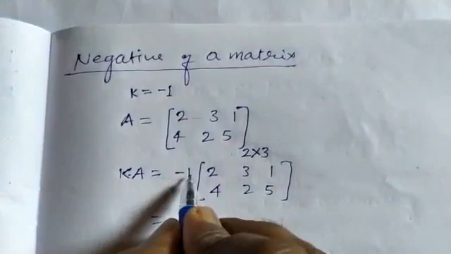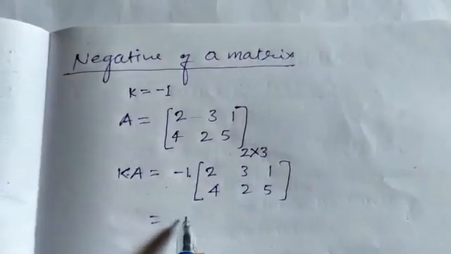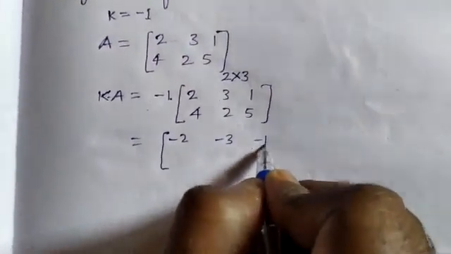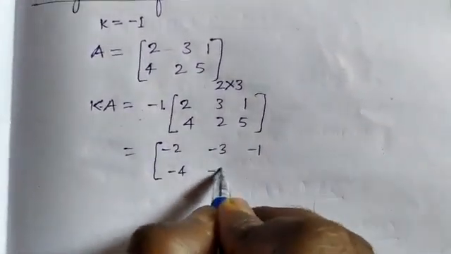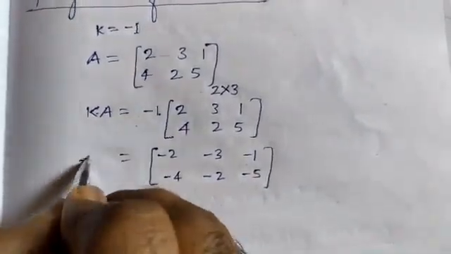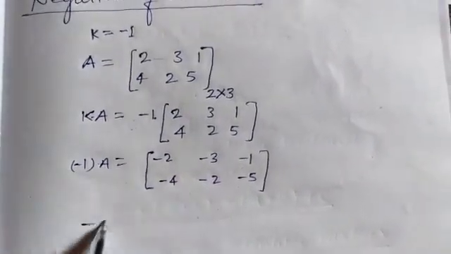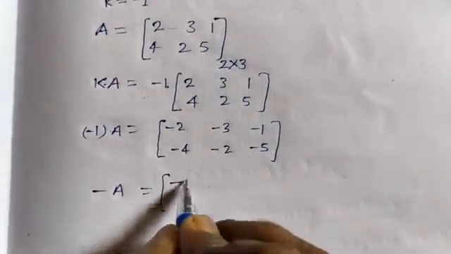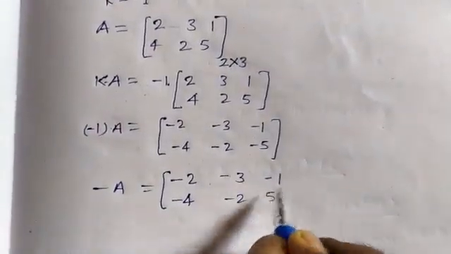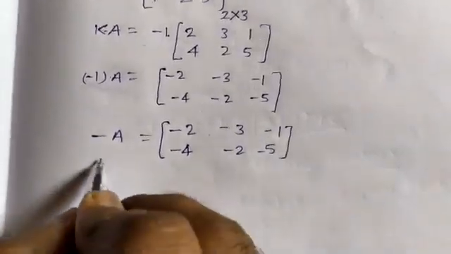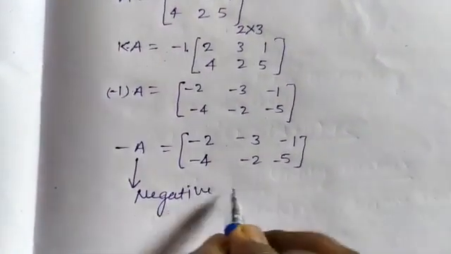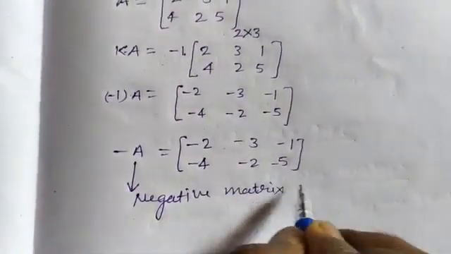Now we multiply this -1 into all the elements. This gives -2, -3, -1, -4, -2, and -1 into 5 is -5. Here K is -1 into A, which is minus A, equal to -2, -3, -1, -4, -2, and -5. This is the negative matrix of A.